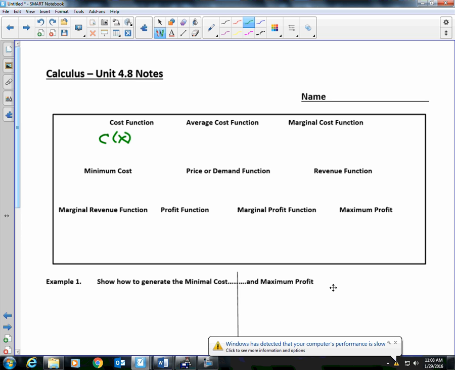So if you want the average cost function, you take the entire cost and you divide that entire cost by the number of items you produced. How many items are we producing? X number of items. So the average cost function in terms of X, or number of items we're producing, is C of X divided by X.